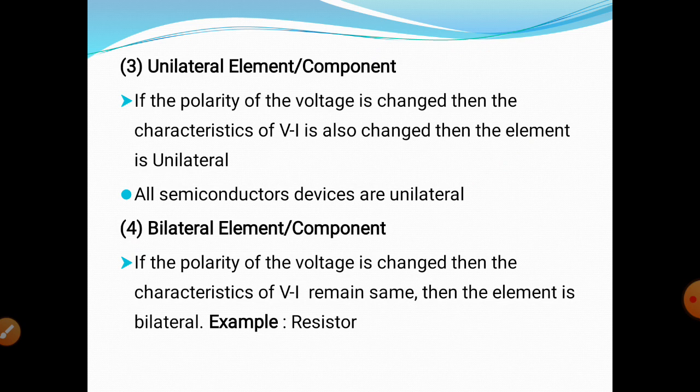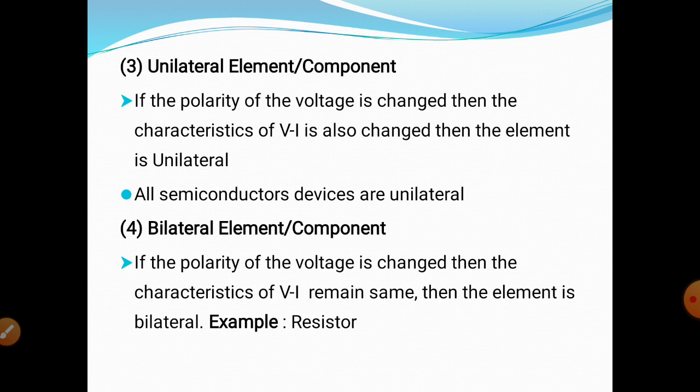Forward bias means the positive terminal of the battery is connected to the anode and the negative terminal is connected to the cathode. That means the diode will be on. Otherwise, if the polarity is changed, the diode will be in the off condition, and there is no current flow in this diode.